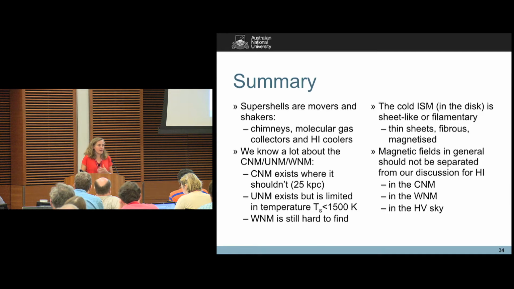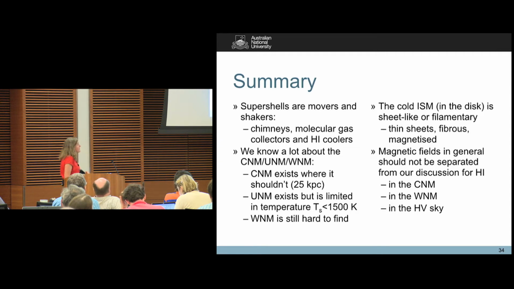We now know, thanks to work from Carl and Tom and many others following on from that, a lot about the properties of the cold neutral medium, the unstable neutral medium, and the warm neutral medium. The cold neutral medium exists a long way out in the galaxy, out to 25 kiloparsecs. The unstable neutral medium exists, but it's limited in its temperature. And the warm neutral medium in its warmest state is still hard to find.